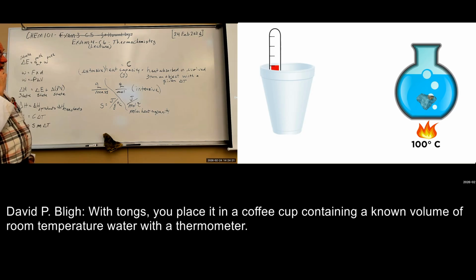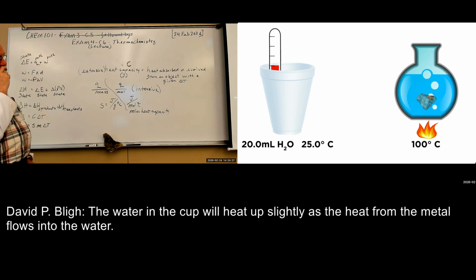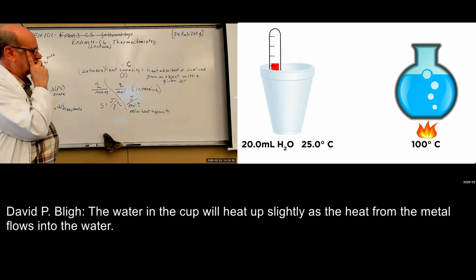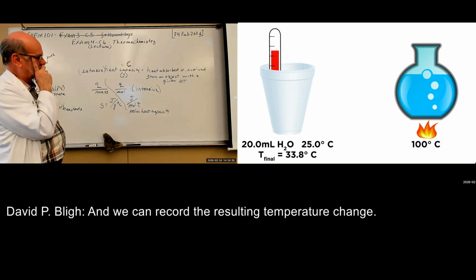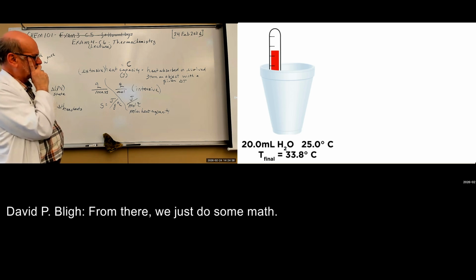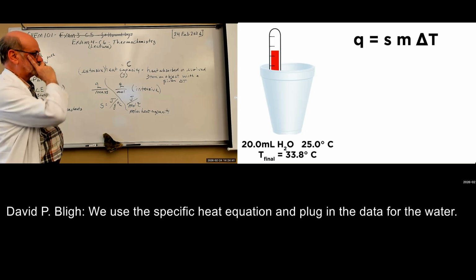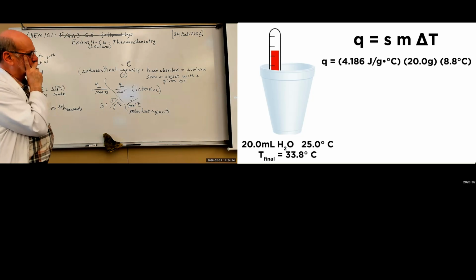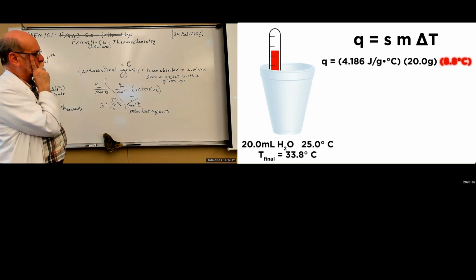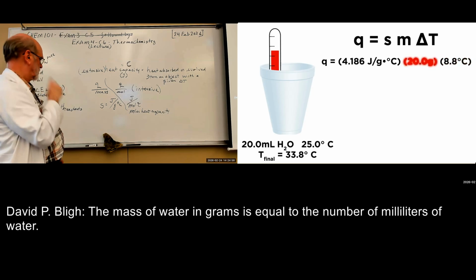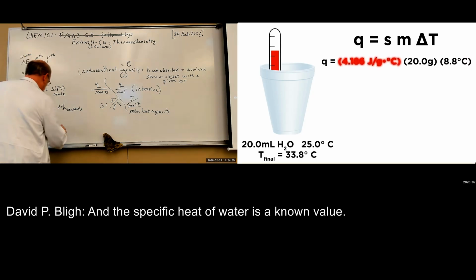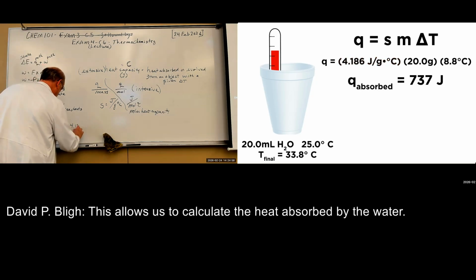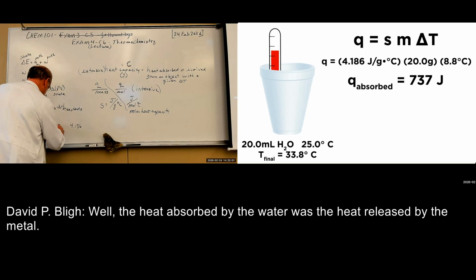Then, with tongs, you place it in a coffee cup containing a known volume of room temperature water with a thermometer. The water in the cup will heat up slightly as the heat from the metal flows into the water, and we can record the resulting temperature change. From there, we just do some math. We use the specific heat equation and plug in the data for the water. The temperature change is what you recorded. The mass of water in grams is equal to the number of milliliters of water. And the specific heat of water is a known value. This allows us to calculate the heat absorbed by the water.